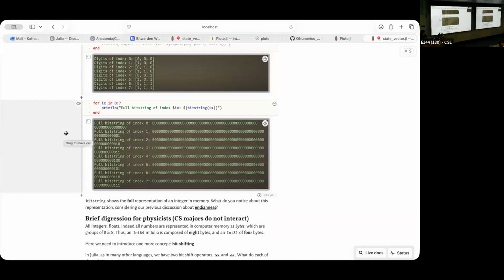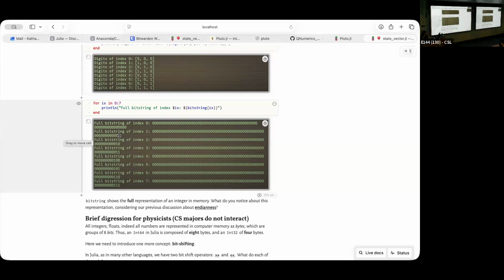We can also look at this other function, bitstring. The native integer type on my computer is an Int64, so it's a 64-bit integer, and bitstring just dumps the full binary representation of my integer. Here I've called it again for all of these integers. That's why there's like 64 zeros here, which is kind of a pain to read, for which I'm sorry. But you can see in the raw bitstring representation, index 1 now has its least significant bit on the far right, which is exactly where we wanted it to match the convention I picked earlier.